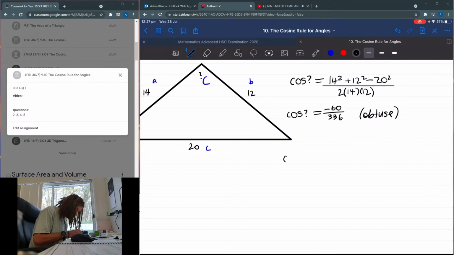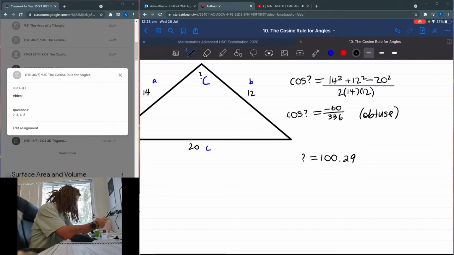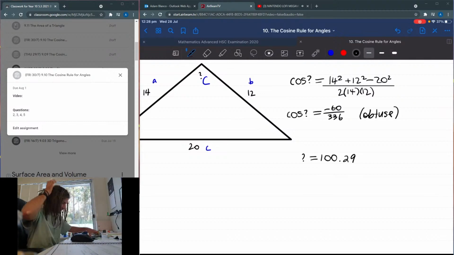Okay, but this is where you've got to be a little bit careful. When I chuck this into the calculator, what I get is, maybe I'm okay, I'll just check that. How many radians? Yeah, okay, I get 100. I thought I might have gotten the acute version, but that's fine.